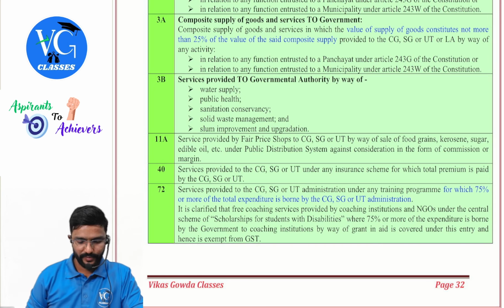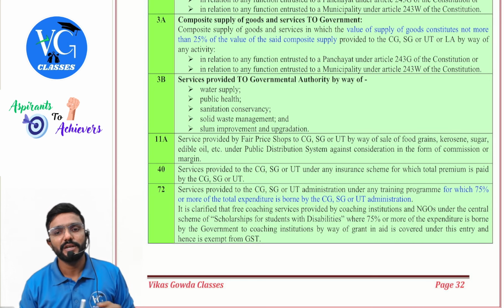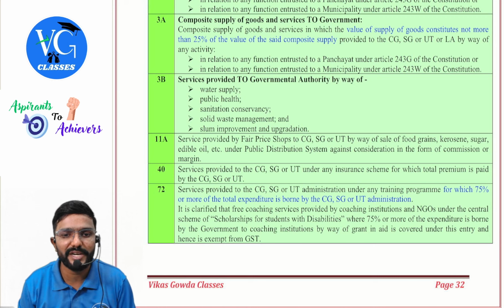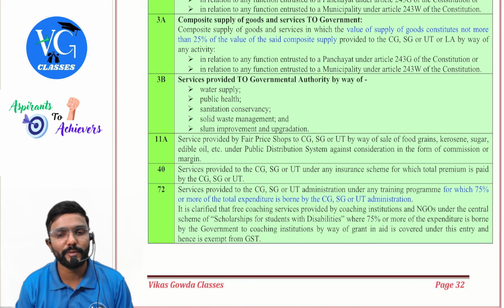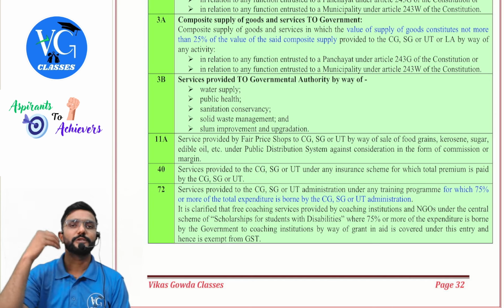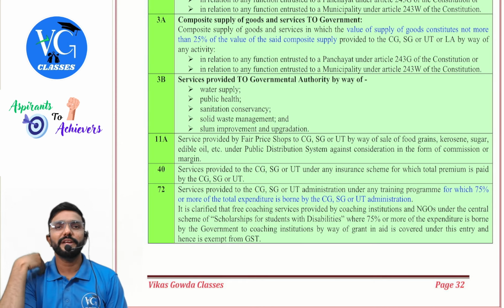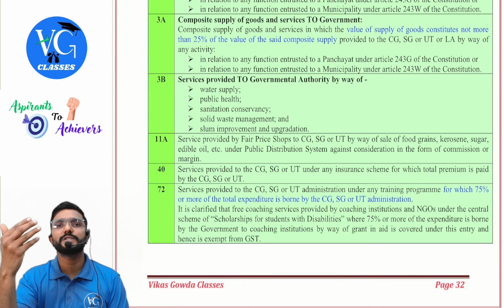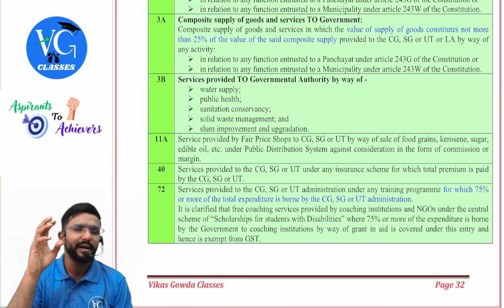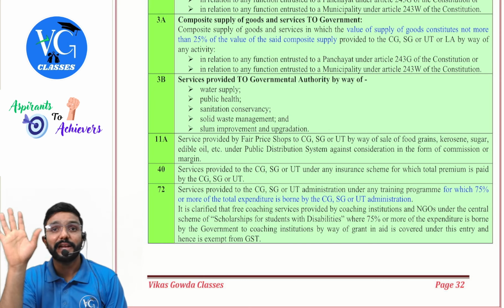Next, 72. Services provided to central government, state government or union territory administration under any training program for which 75% or more of the total expenditure is borne by central government, state government or union territory administration, guys. Simple. Keep it simple. Now assume our state government has approached me. I'm just giving an example. State government has approached me to give some training for government college students about income tax, GST and all. I did it and they paid me 1 lakh for it. They completely paid 1 lakh fully by their hands only.